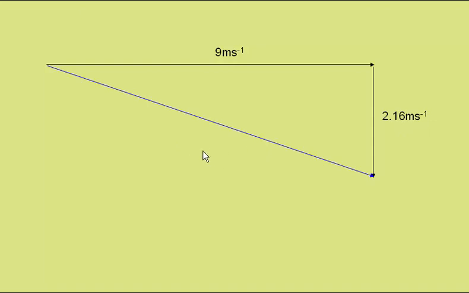Here we have the horizontal velocity at 9 meters per second, the vertical velocity at 2.16 meters per second, and this will be the resultant, which I can find using Pythagoras as v is equal to the square root of 9 squared plus 2.16 squared, giving a velocity of 9.26 meters per second. I still need to specify a direction, so I will find this angle theta.